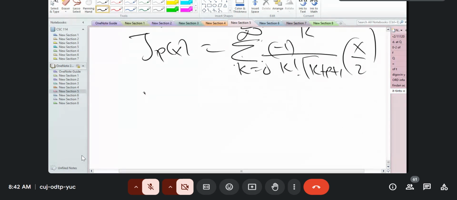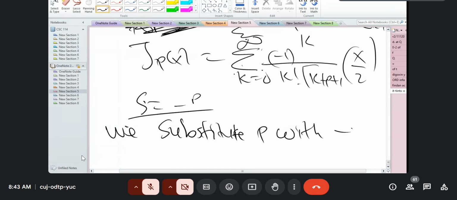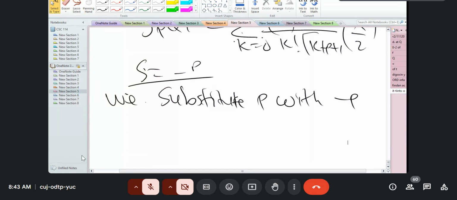The solution corresponding to s equals minus p. We replace p with minus p. We substitute p with minus p in the above formula. And it means we will have, so we substitute p with minus p in the formula for jp.